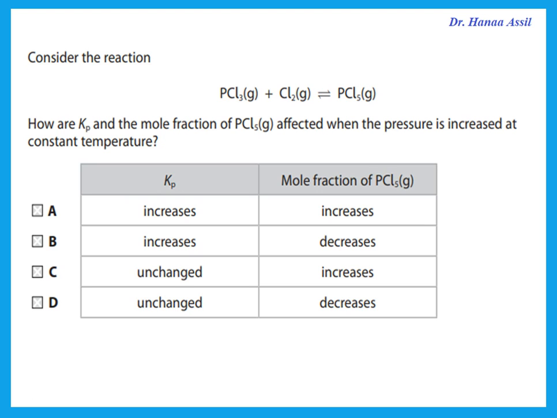Well, let's see. When pressure is increased, will the reaction go forward or backward? It will go forward because we said increasing the pressure, the reaction goes to the side with fewer moles. So it will go forward to form 1 mole of PCl5 instead of 1 mole of PCl3 and 1 mole of Cl2. So when the reaction goes forward, the mole fraction of PCl5 would increase.